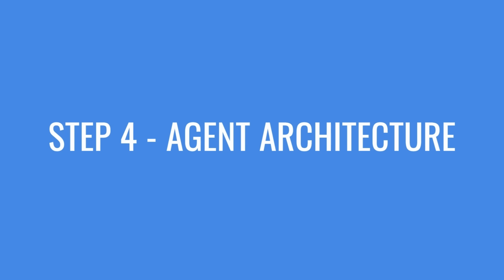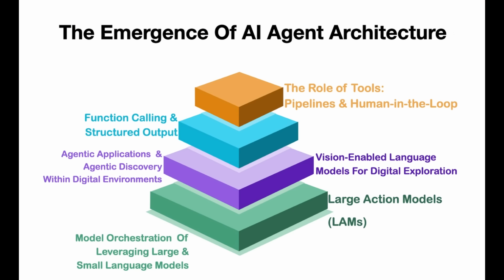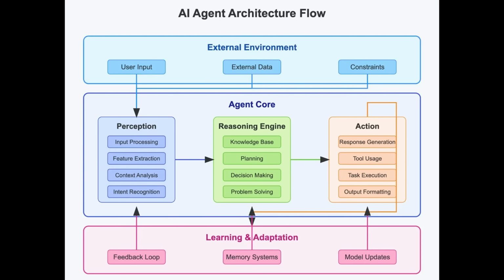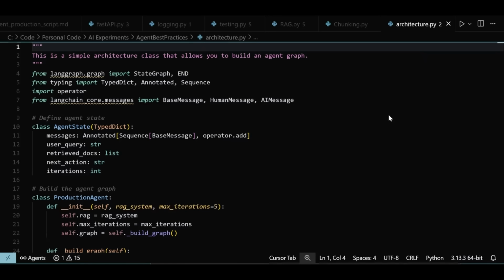Step 4. Agent architecture. Okay, we're getting into the heavy stuff now. A real production agent isn't just a prompt. It's a complete system with state management, memory, error handling, and orchestration. Let me show you how to build this using LangGraph, which gives you a proper agent framework.